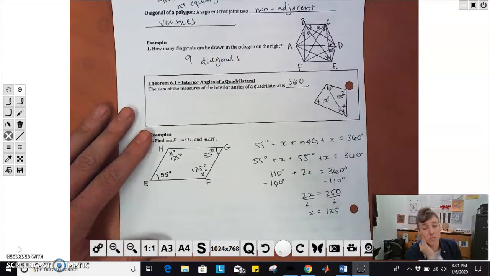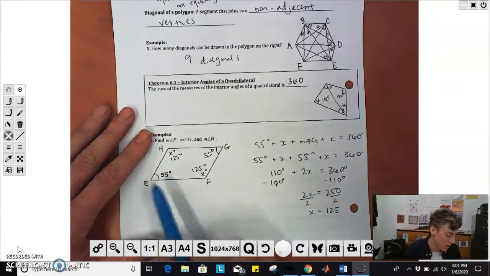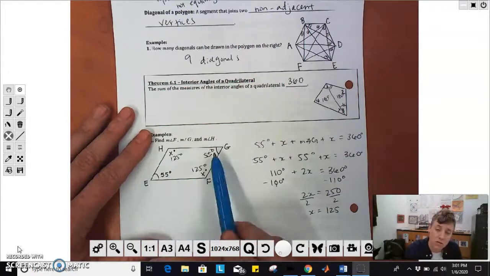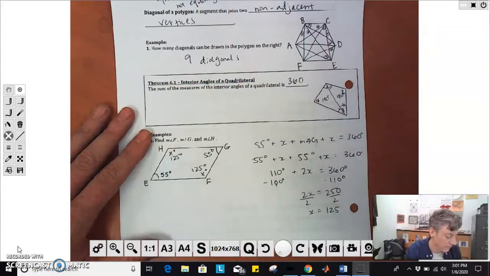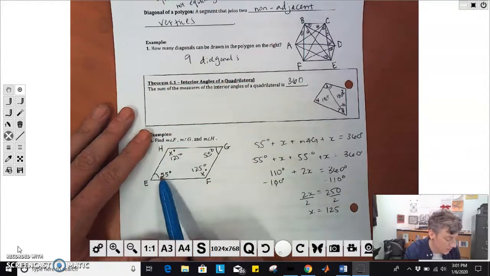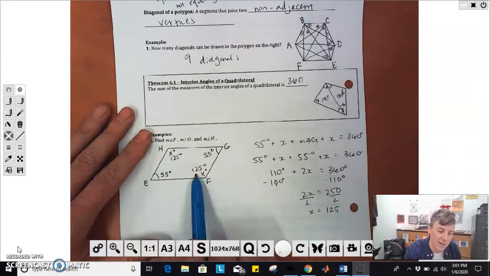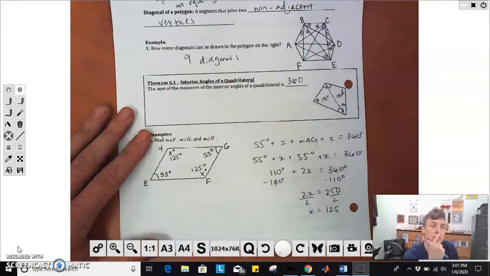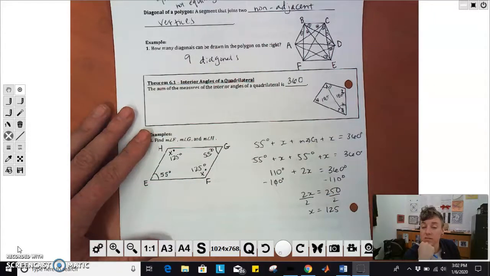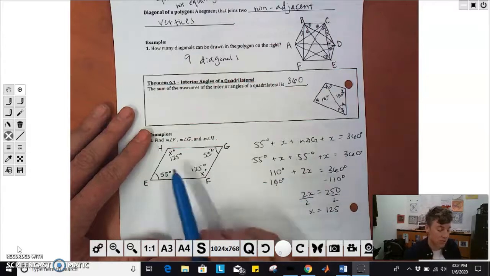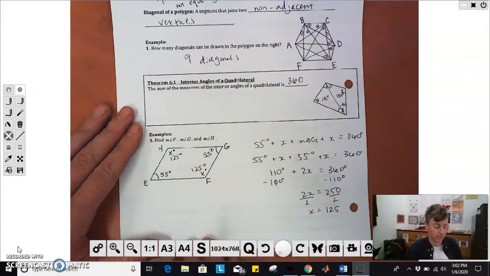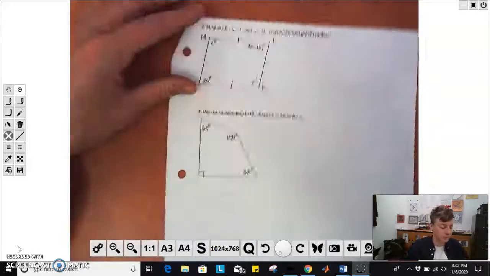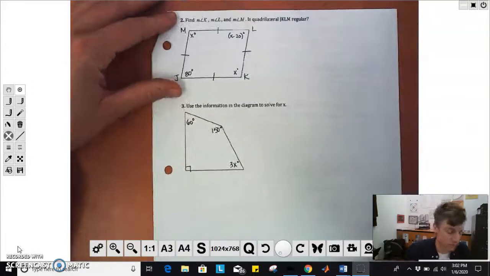Now this is a really special one, which we'll talk about soon, where opposite angles are congruent to each other. And consecutive angles here, what would we get if we added 55 plus 125? Oh, we'd get 180 degrees. They're supplementary. So this, again, we'll learn about in a minute, is a parallelogram. Cool. All right. We got 2 more examples.